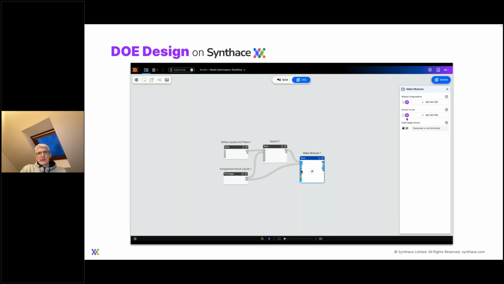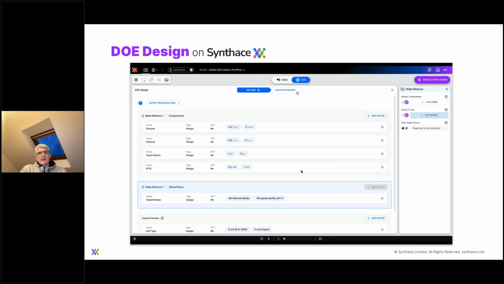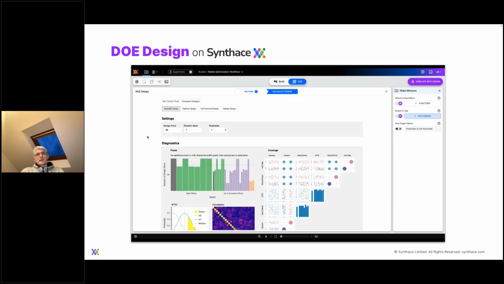And if you'll notice, there's a little icon on the make mixtures element, which is a little DOE icon. And what that means is we can switch to a DOE mode, and we can then list all the factors which are associated with that make mixtures element. So we can take the different input liquids and we can choose the levels that we want to investigate for those input liquids and put them into the software in a really easy way. So then what that allows the software to do is to say, okay, we can see that you want to look at mixtures of these liquids and that you want to look at them over these particular levels. And it can then generate designs for you, which will allow you to investigate those levels of liquids in a very systematic way.